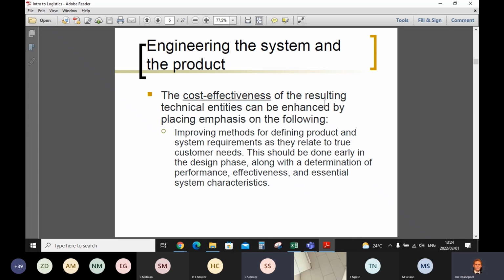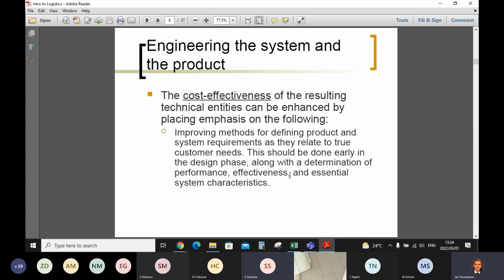The cost effectiveness of the resulting technical entities can be enhanced by placing emphasis on the following. If we want to improve the cost effectiveness of our technical entities, we can improve methods for defining product and system requirements as they relate to true customer needs. So if we want to improve cost effectiveness, what do we want to do? We want to get as close as possible to the customer's needs.